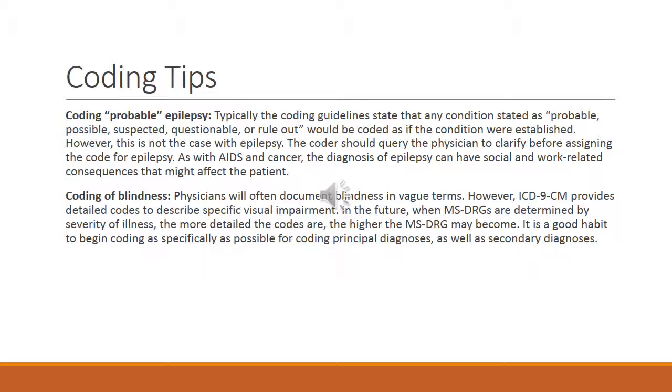Now, coding of blindness. Physicians will often document blindness in vague terms. However, ICD-9-CM provides detailed codes to describe specific visual impairment in the future. When MSDRGs are determined by severity of illness, the more detailed the codes are, the higher the MSDRG may become. It's a good habit to begin coding as specifically as possible for coding principal diagnoses as well as secondary diagnoses.